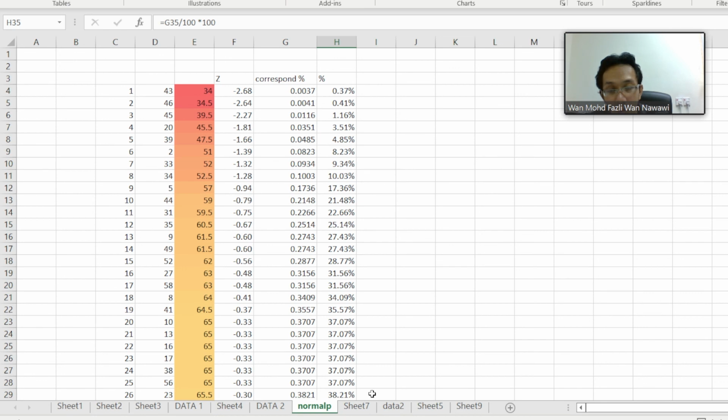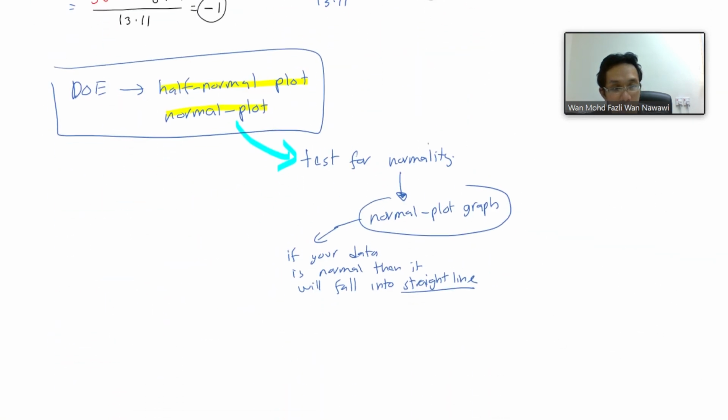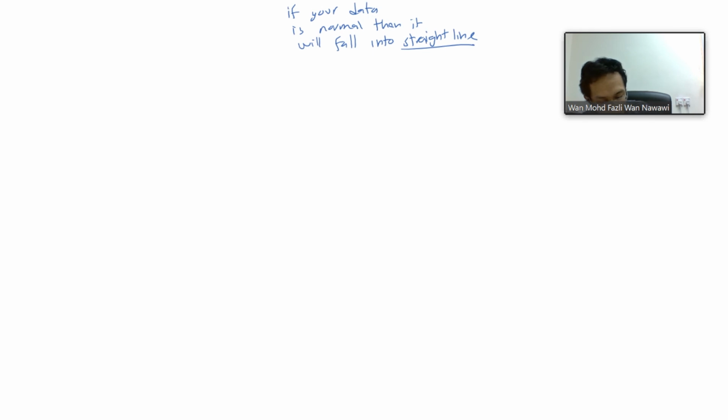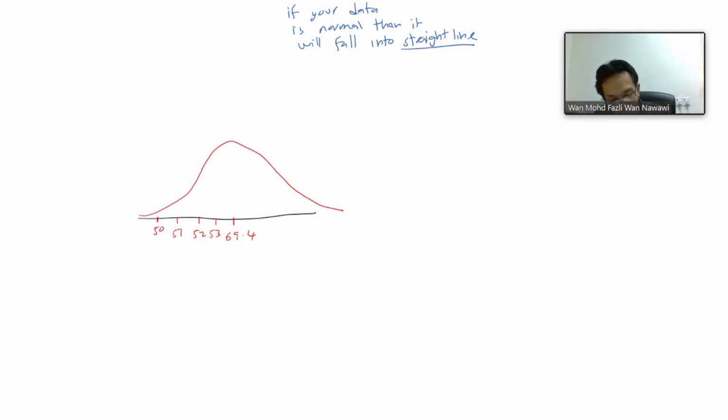Because if you look at the normal distribution graph like this, okay, let's say you want to see this point. Let's say this is 50%, the mark is 50. Let's say the middle is 69.4, and then another person got 51, another person got 52, another person got 53, like that. So if you find this, you can find this area.